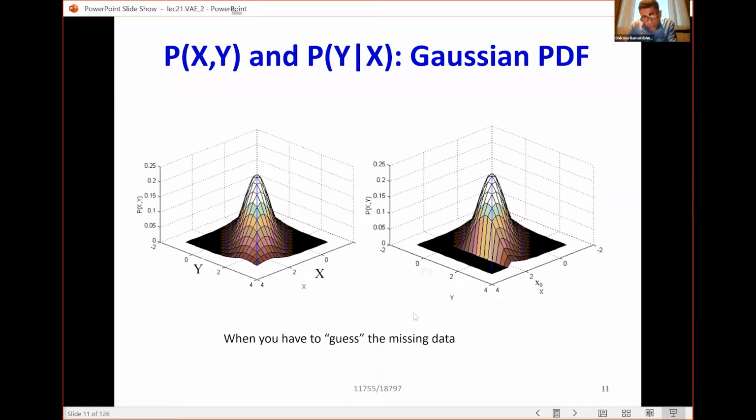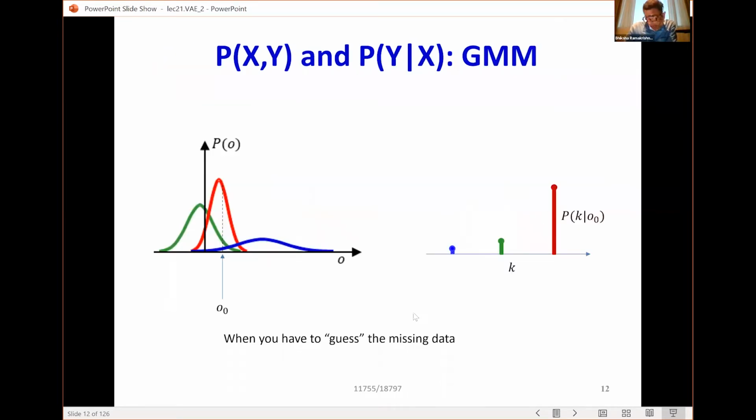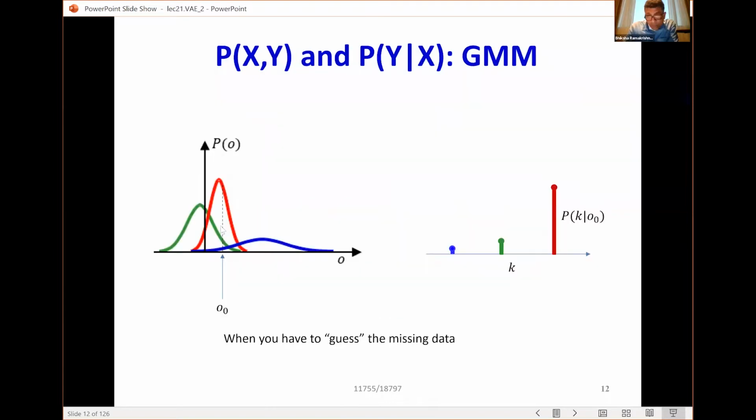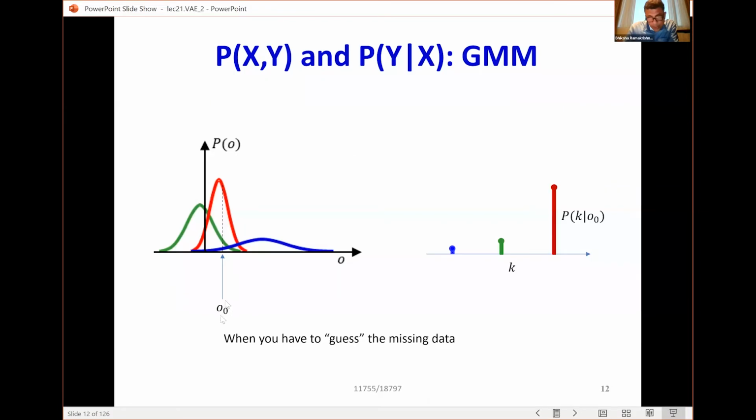Similarly, in the Gaussian mixture case, here's what we had. You weren't informed which Gaussian a particular observation came from. But from the knowledge of the distribution, say these were the three Gaussians, then if the observation is O0, all three of these Gaussians could have generated O0. But the blue Gaussian has a far lower probability of having generated O0 than the green Gaussian, which in turn has an even lower probability of having generated this O0 than the red Gaussian.